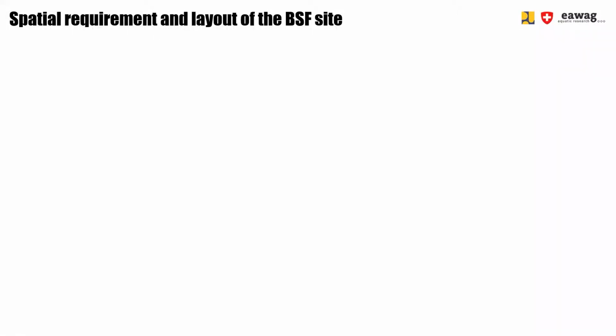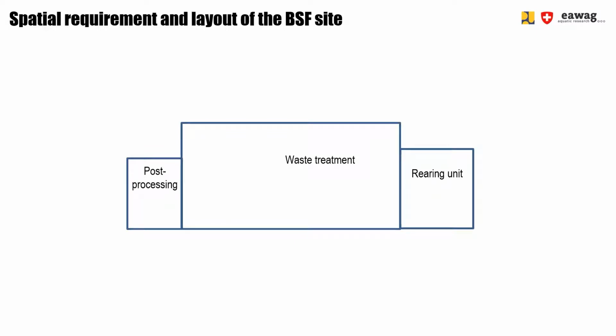We have already introduced to you the web-based cost model. One of the outputs of this model is the space requirement needed for the different processes. So when we now look at the spatial design of the site, you see that the core processes are divided into 3 sections. From left to right are the post-processing section, the waste treatment section, and the rearing unit.